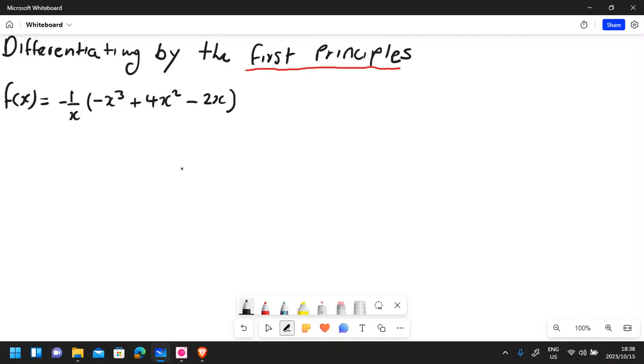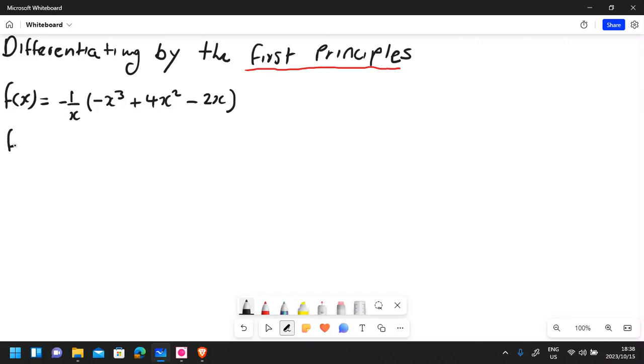So first, before you do anything here, I would say you need to simplify first, guys. You need to get rid of the brackets. Meaning, how do you get rid of those brackets? You need to multiply by that negative 1 over x with everything that is inside the bracket. So let's do it. So let's continue.